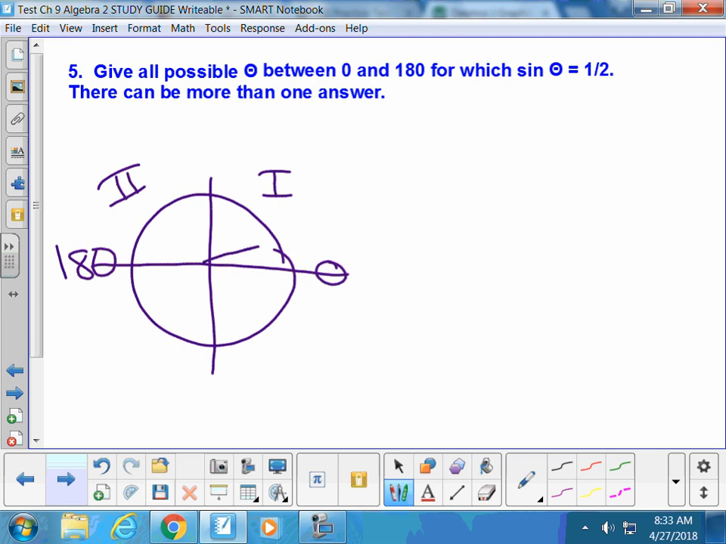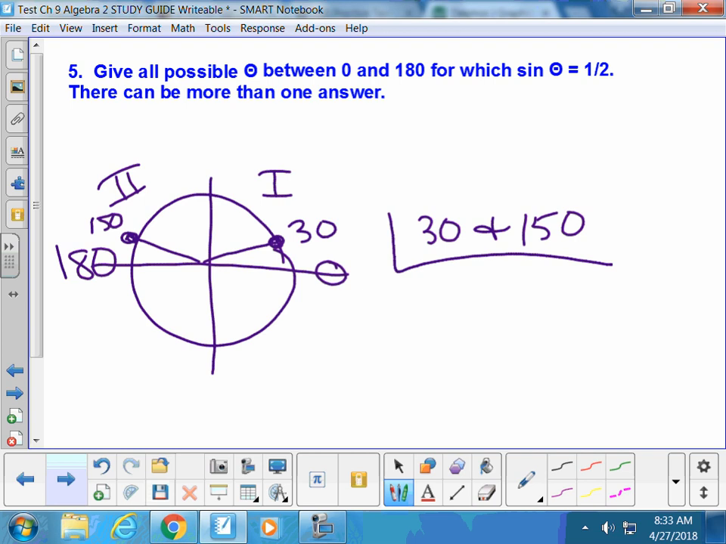So hopefully you found that 30 and 150 have sine values of 1/2. And I just want to point out they are supplements. Remember how we learned the supplements trick? That supplements have the same exact sine value? That's why those are your two answers.